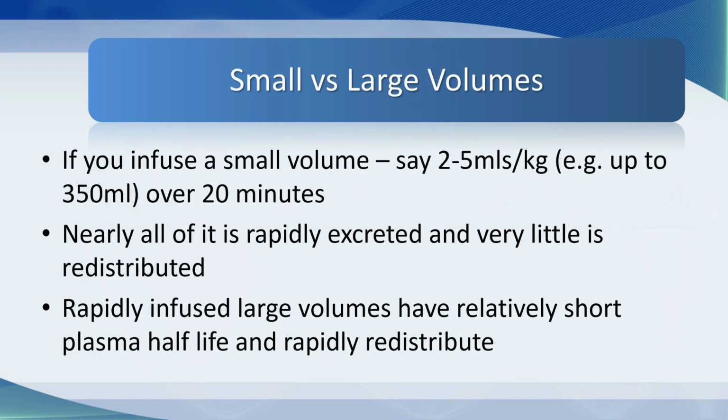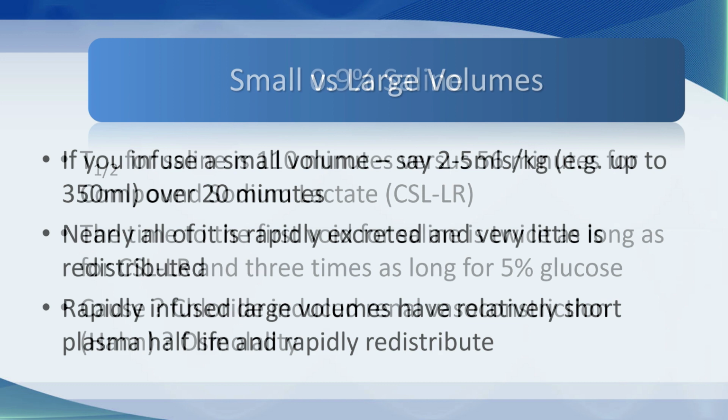Something else that you might find surprising is that if you infuse a small volume, for example, 2 to 5 mils per kilo, up to about maybe 350 mils over 20 minutes, nearly all of it is rapidly excreted and very little redistributes to the interstitium. Rapidly infused large volumes have relatively short plasma half-lives and rapidly redistribute.